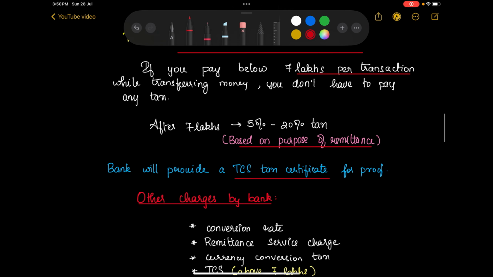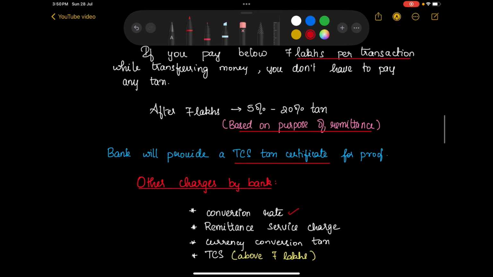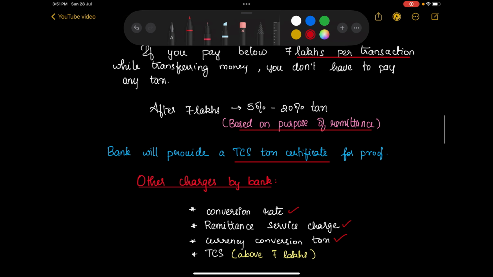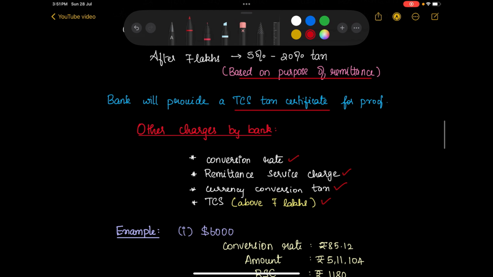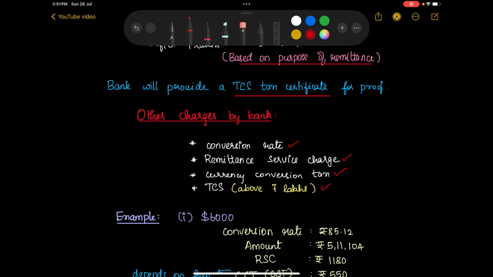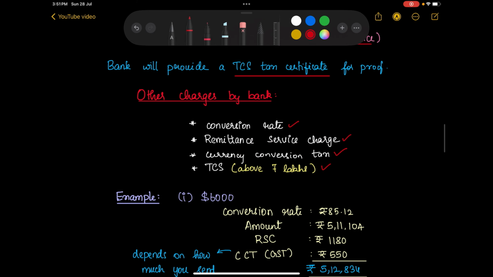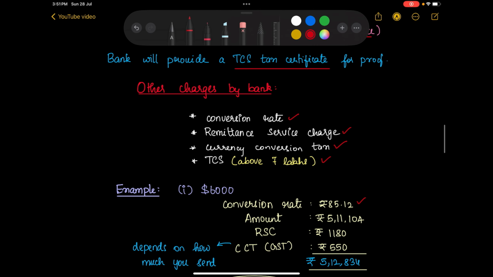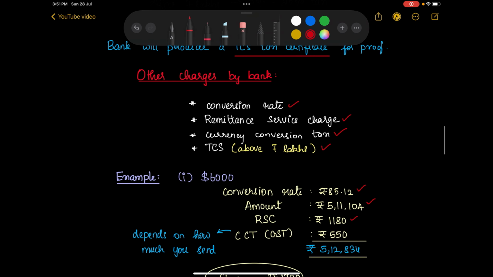The other charges by the bank. Apart from your TCS tax, the other charges are your conversion rate, the remittance service charge, currency conversion tax, and TCS if it's above 7 lakhs. I'll explain with an example. So let's say you want to transfer funds of $6,000 from your Indian account to your US account. As you can see, the conversion rate as of today is 85.12 rupees, which amounts to 5,11,104 for $6,000. The remittance service charge is 1,180 and the currency conversion tax is 550.